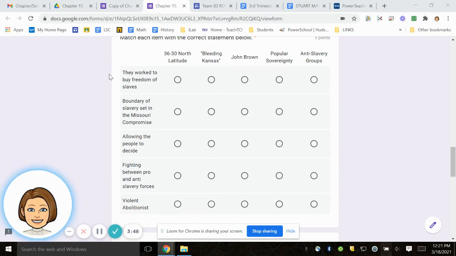Number 12, this was the boundary of slavery set in the Missouri Compromise. Number 13, this word means allowing the people to decide. Number 14, fighting between pro and anti-slavery forces. Number 15, he was a violent abolitionist.